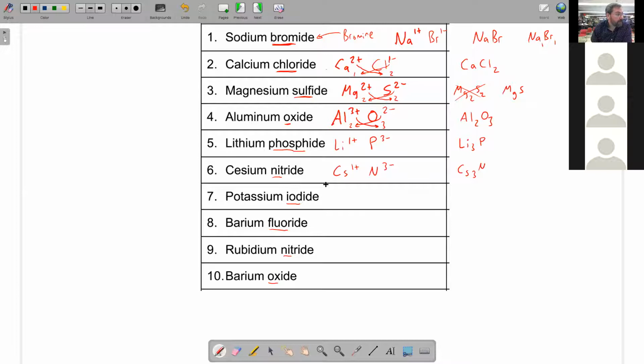Potassium iodide. Potassium is in the first column of the periodic table. Its symbol is K, so it's K+. And iodine is in group 17, so its charge is 1-. So you have potassium with a charge of 1+, and then iodine with a charge of 1-. They each have a charge of 1. The charges are the same, even if you do the cross-down method. It just comes out to be KI. Same thing about writing I's: you don't want to write an I as just a capital I like this, because it could be confused with a lowercase l.